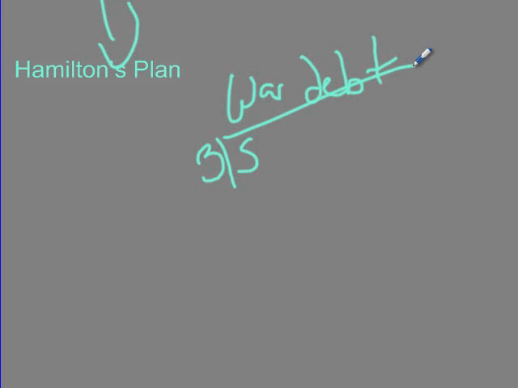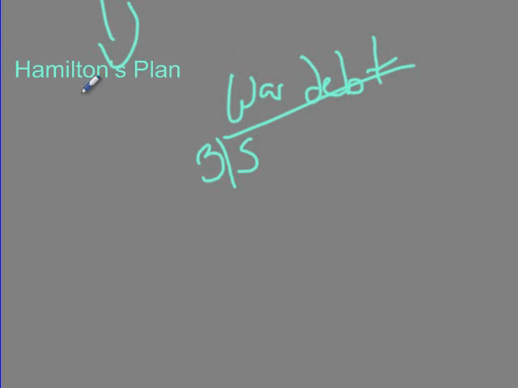Mainly what you need to understand is that he wants to do this because he thinks that if we don't pay off our debt, then no other country is going to take us seriously. Kind of like if you loan somebody $20 and then they don't pay you back and then they ask you for more money, you're obviously going to say no. So this is what Hamilton's thinking. We've borrowed money from other countries, and if we want them to take us seriously and do business with us, we have to pay them back.